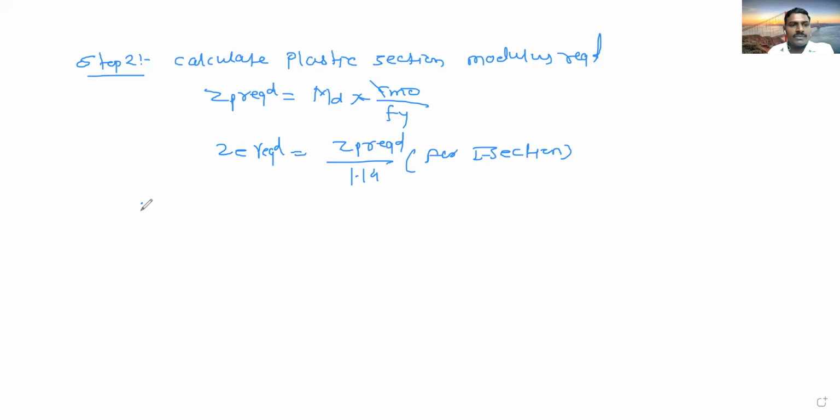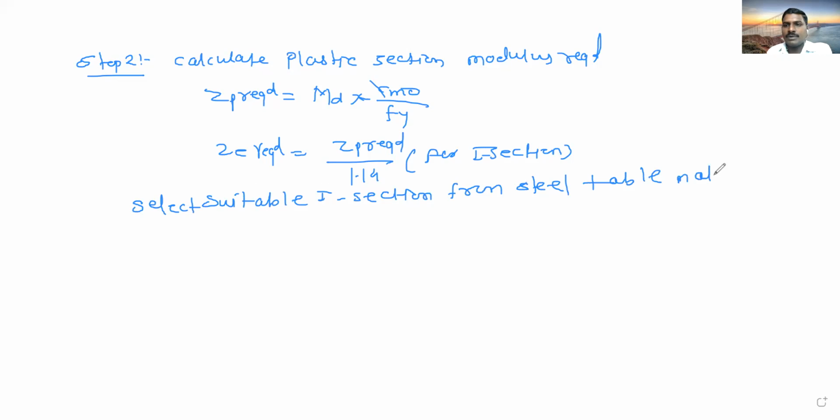So now select, we have written, select a suitable I section from the steel table, matching the value of ZE, that is ZXX, and ZE required is less than ZE available.